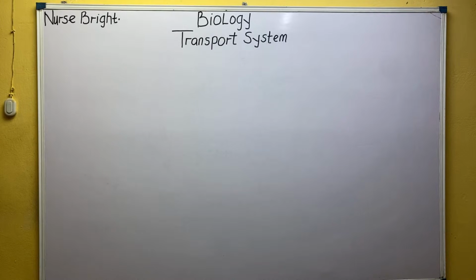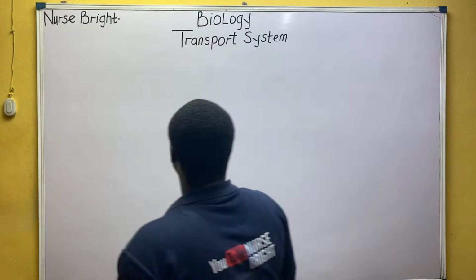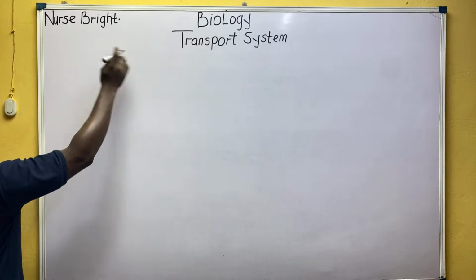So the first question we ask ourselves here is what a transport system is. So what is a transport system? A transport system is simply the arrangement of body structures and processes that helps living organisms move important substances. So we'll start like this. A transport system is the arrangement of body structures. This is very, very important.